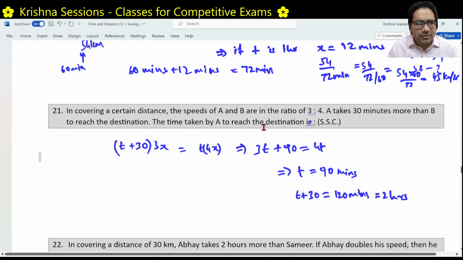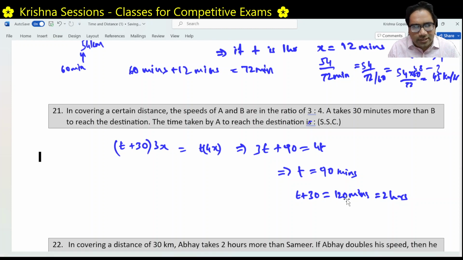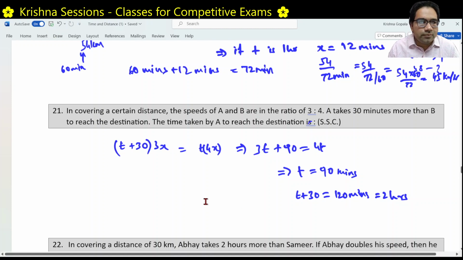Right, that means T plus 30 is the time A is taking. A is taking 120 minutes. Simple, right? So whatever the relations are given, we need to be able to calculate whatever is required by writing the correct equation. In this case, the distance will be the same in both the cases.